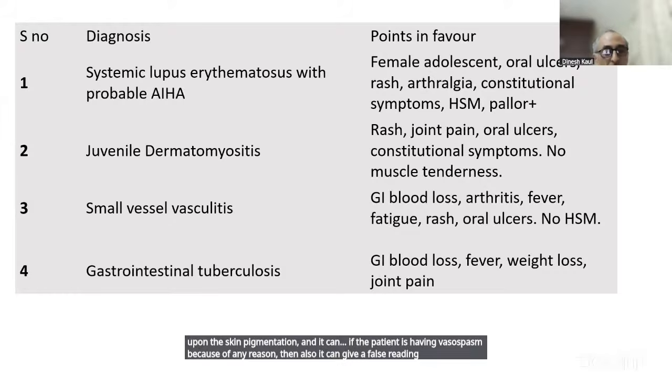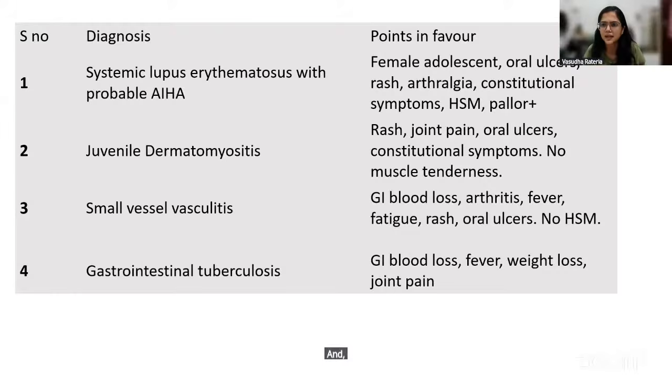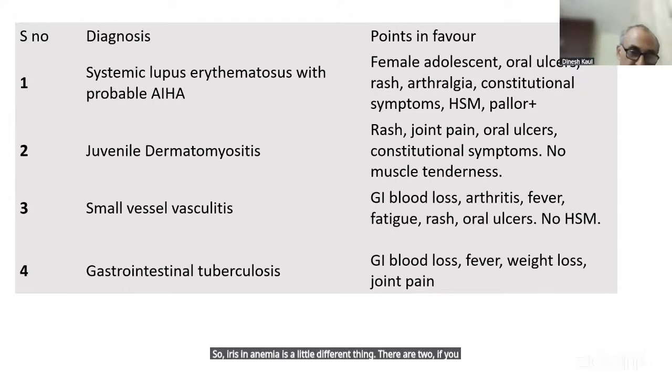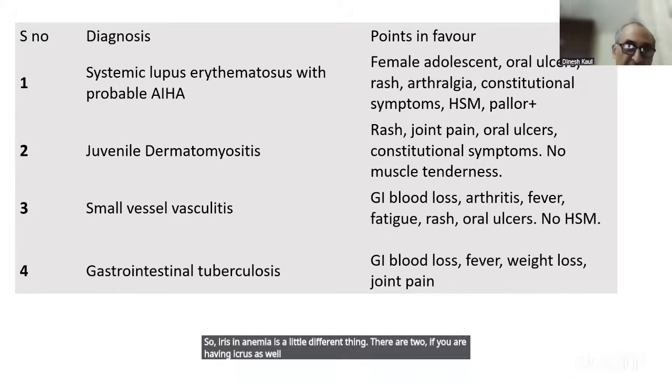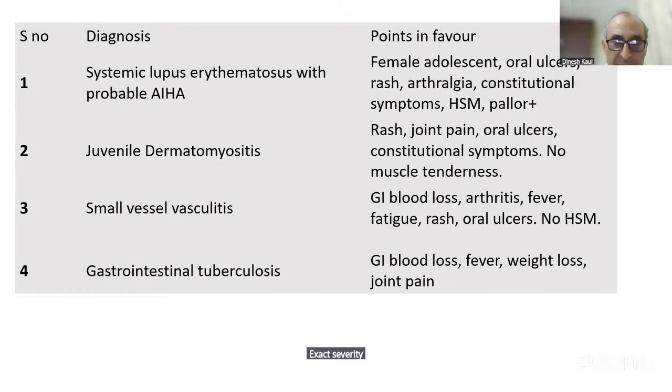Icterus in anemia is a little different thing. If you are having icterus as well as severe anemia, there are these two confounding factors which come into play. So you may not be able to decipher the exact severity of anemia if you have icterus.